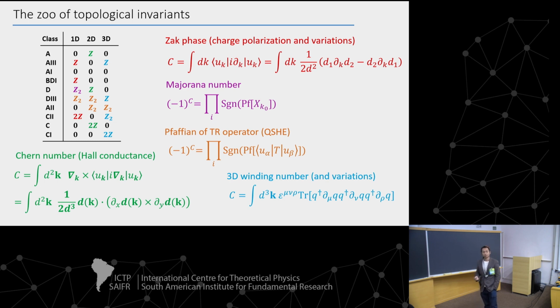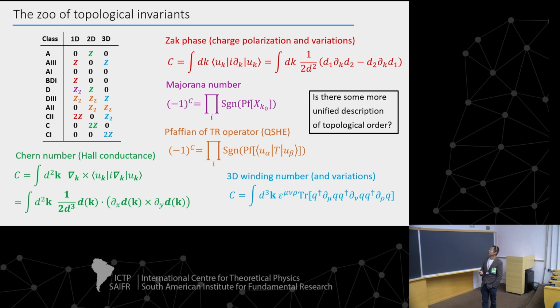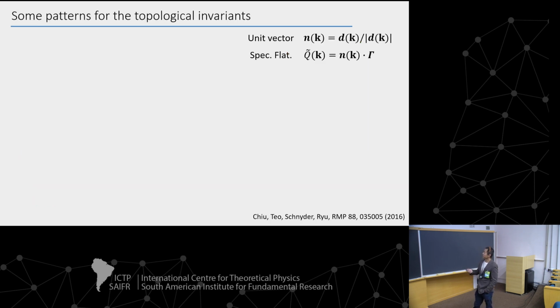Now, the simple question that we want to ask is whether there is some unified description of all these different kinds of topological invariants. And it turns out that in this very nice review paper by Chiu, Teo, Schnyder and Ryu, they say that there actually is some kind of unified description. Namely, instead of looking at the Dirac Hamiltonian, you look at the so-called spectrally flattened Hamiltonian, where the k dependence of the Hamiltonian is divided by its modulus, and therefore the eigenenergies of this spectrally flattened Hamiltonian are always +1 or -1.